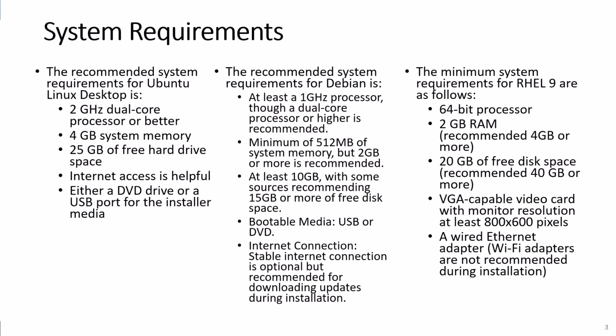Before you install Linux, you need to ensure that you have the minimum hardware necessary to install and run Linux. This screen shows the system requirements for Ubuntu, Debian, and Red Hat Linux. Generally speaking, you should have 2 or more core processors, 4 GB or more memory, and 25 GB or more free disk space. If you're going to be using the system for production, you should consider a minimum of quad-core processors, 8 GB of memory, and 80 GB of free disk space.